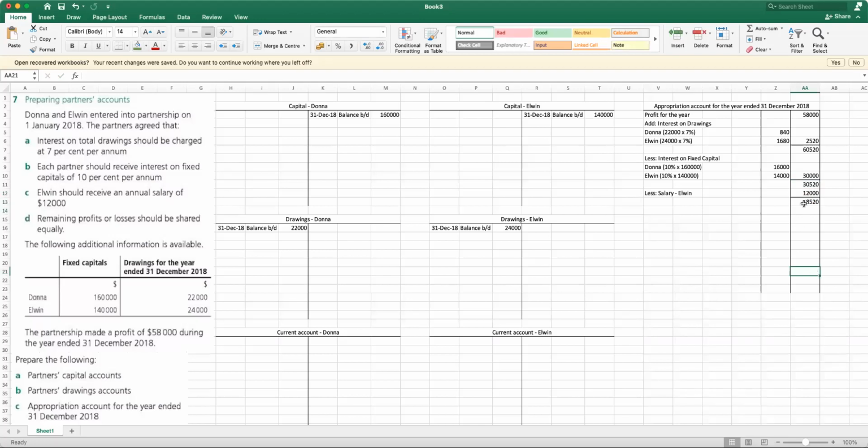Thanks, we're going to get 18,520. This amount will be shared equally. So now let me just draw another line here, and then I'm just sharing my residual profit. Share of residual profit.